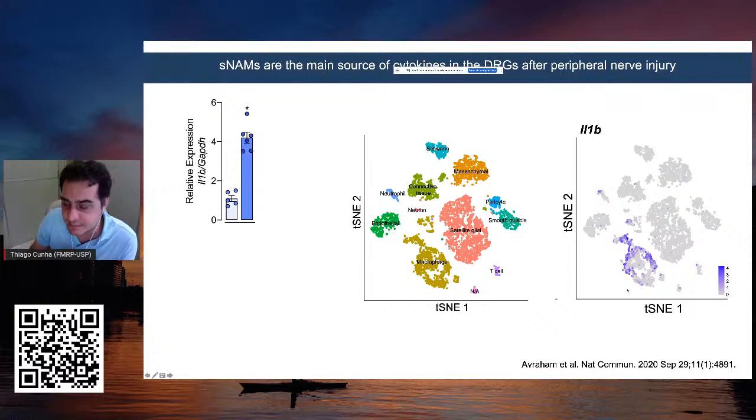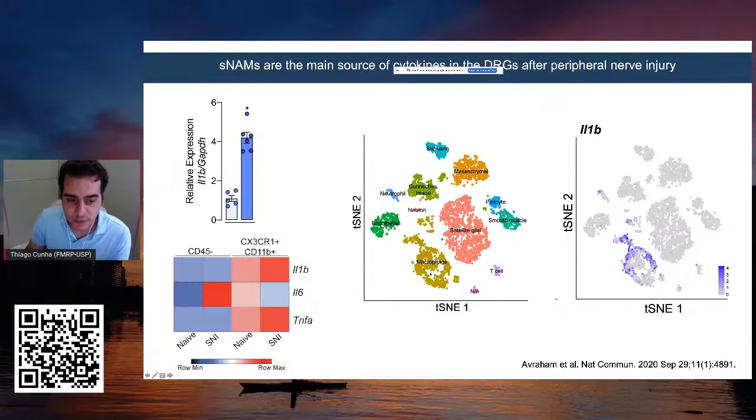We observed that the most important cells producing IL-1 beta were macrophages, as you can see here. And we also validated this data using cell sorting. So after SNI, we sorted macrophages in the DRGs. And as you can see here, the most important cells expressing IL-1 beta after SNI were really macrophages.